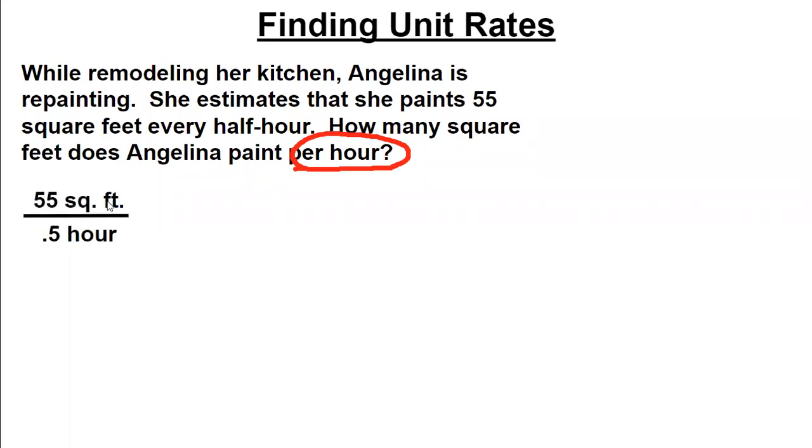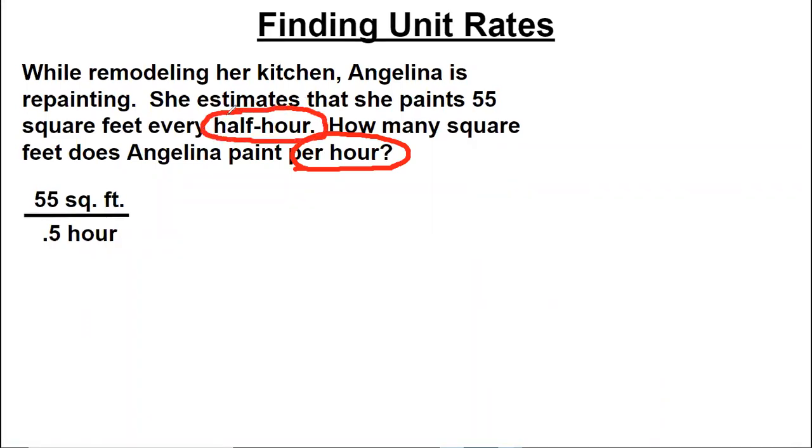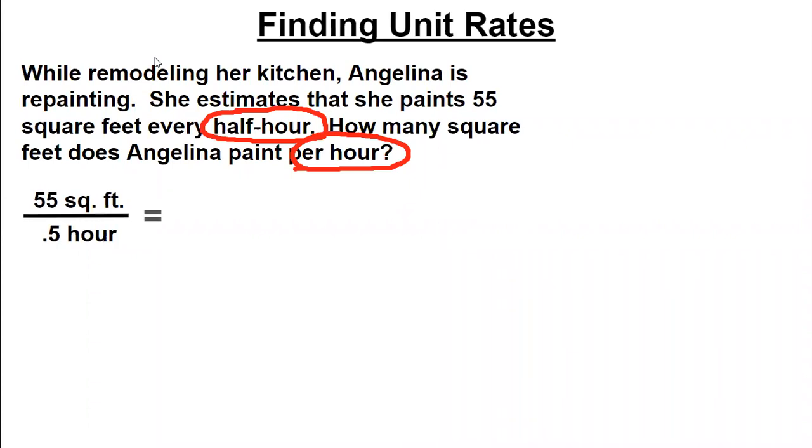So we're going to put 55 square feet on top, and we're going to put 0.5 of an hour on the bottom. Why did I put 0.5? Because I have half an hour, and we decided that 1/2 was equivalent to the decimal 0.5. Now let's set up our second part.